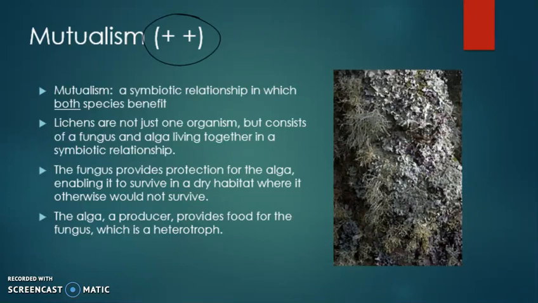Plus and plus. So mutualism is the relationship in which both of the species benefit. Something good is happening to both species. And I've got an interesting example here of lichens growing on a rock. Now, lichens are actually fungus and algae living together in a relationship. The fungus provides protection and the algae provides food, because the fungus is a heterotroph. It doesn't make its own food, but algae is a producer. It makes its own food.